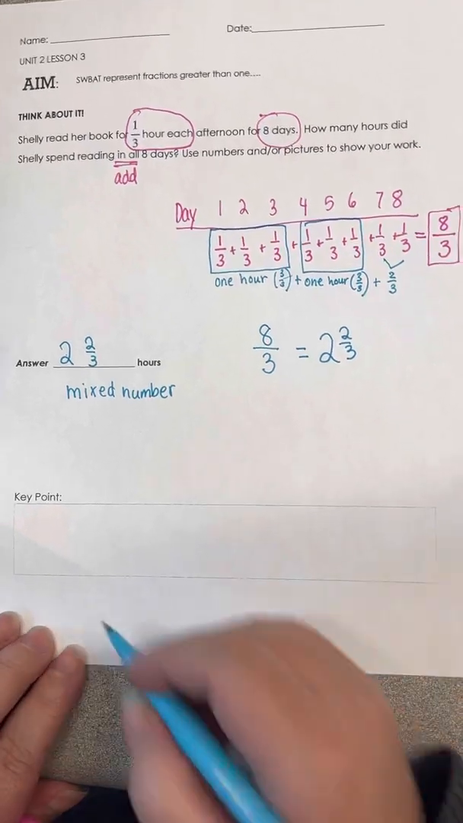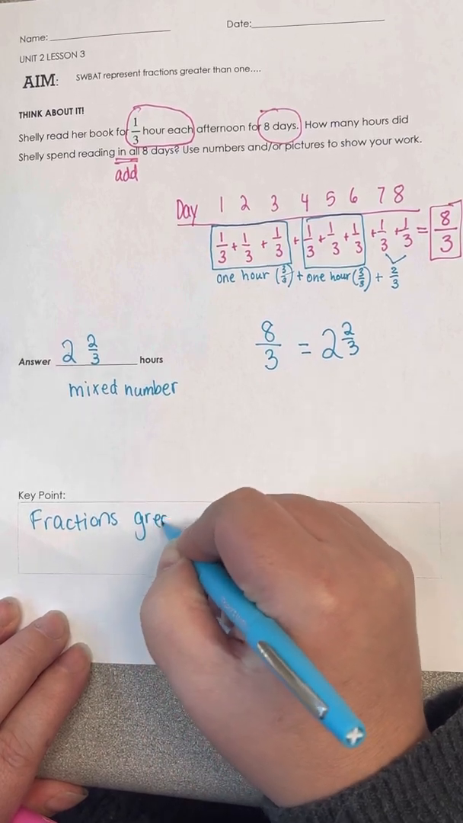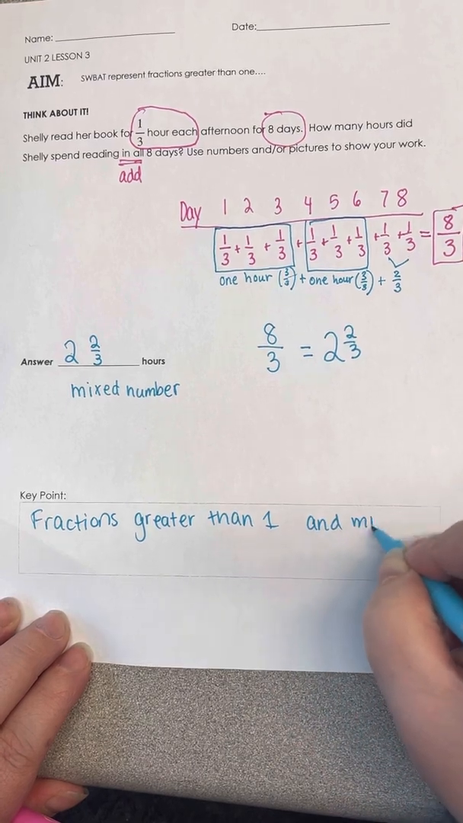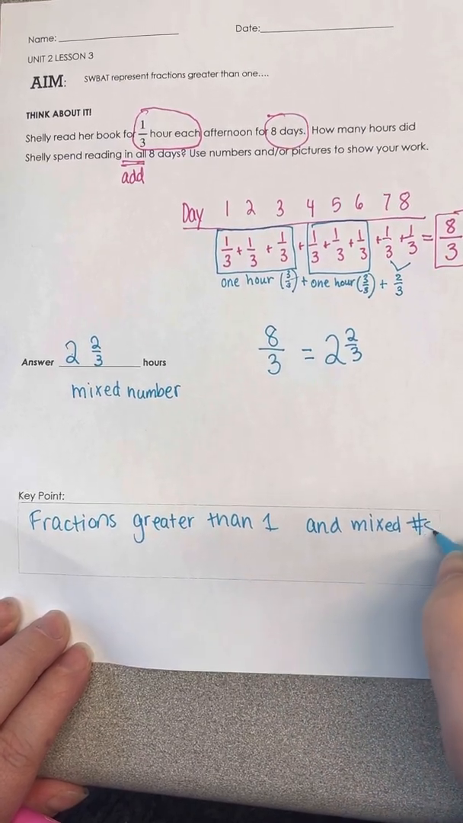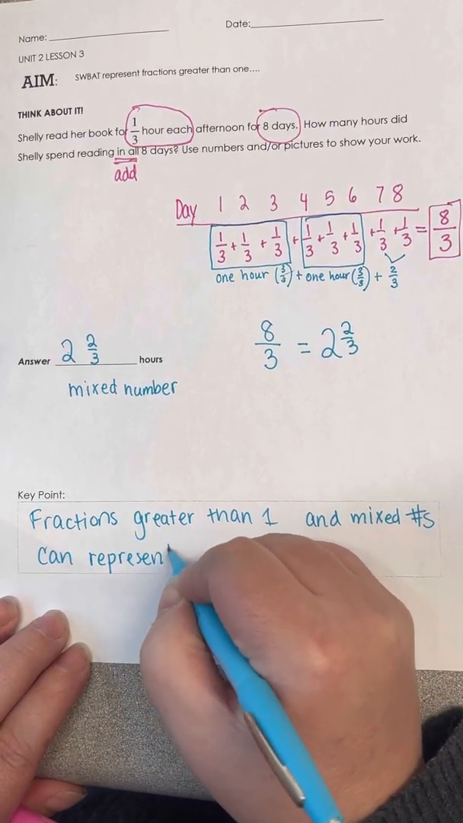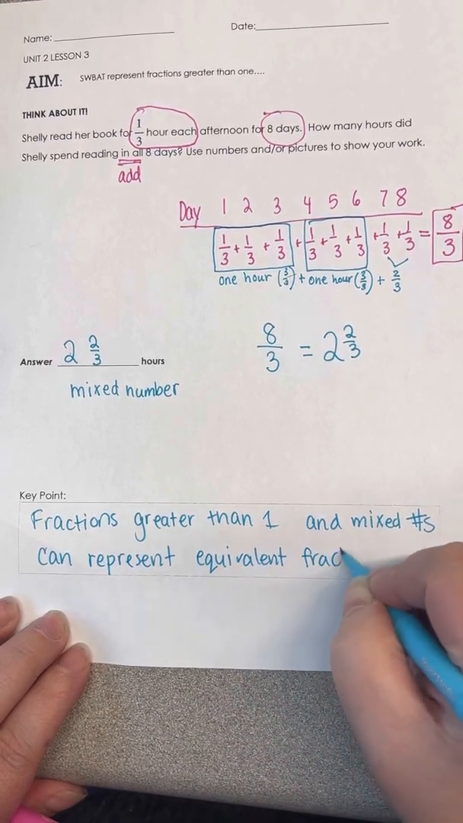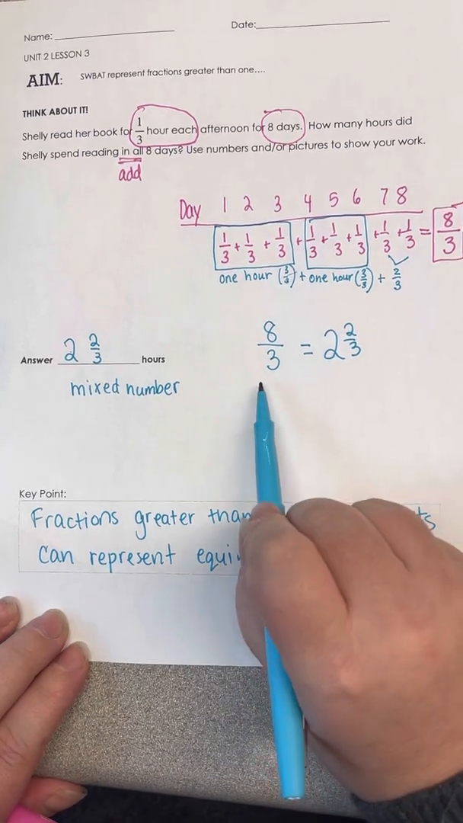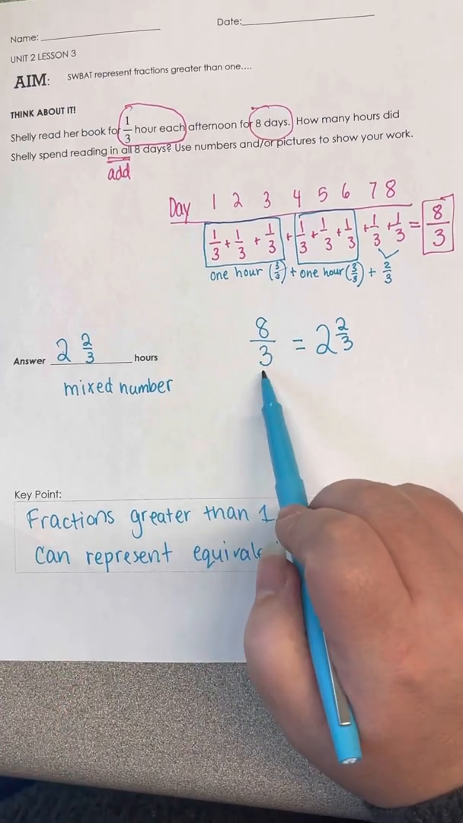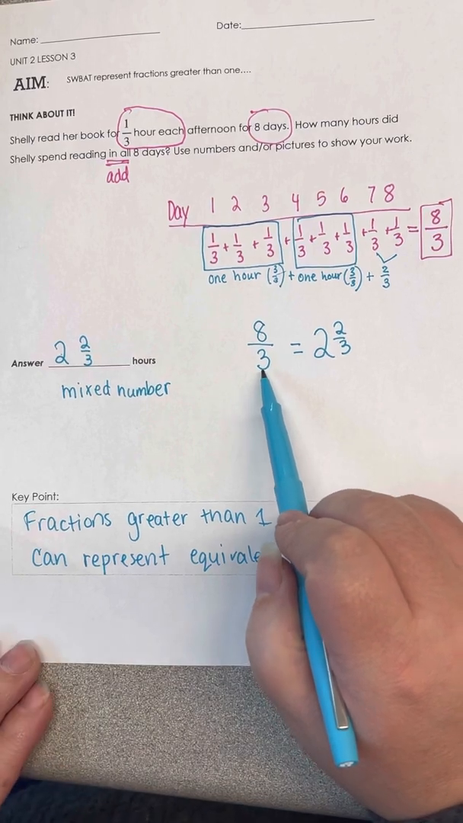So our key point today is that fractions greater than 1 and mixed numbers can represent equivalent fractions. When we say fractions greater than 1, how do we know that this fraction is greater than 1? Right, the numerator is greater than the denominator. So once the numerator is greater than the denominator, the fraction is greater than 1.